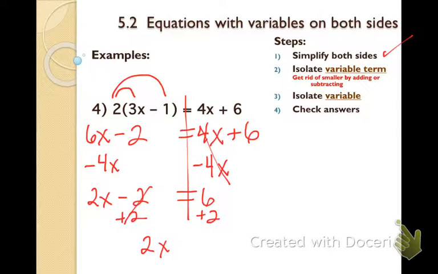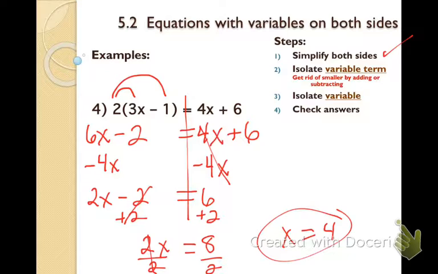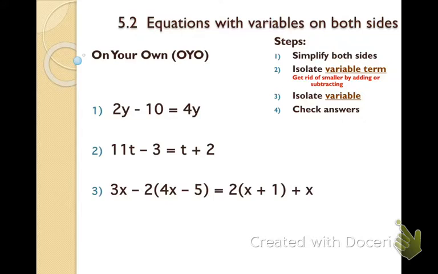I have 2x equals 8. Divide by 2 on both sides. I have x equals 4. I'm going to double check in the original problem real quick in my head. So 12 minus 1 is 11, 22 is 16 plus 6. Good. It's good. Okay, so now I want you to take a second and try these 3 problems on your own.